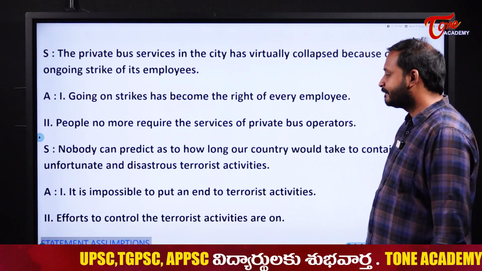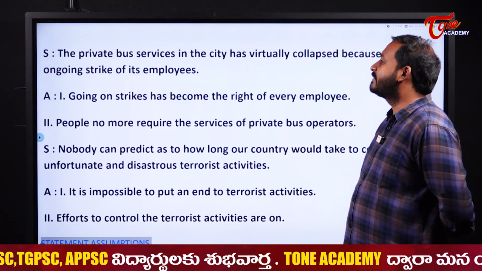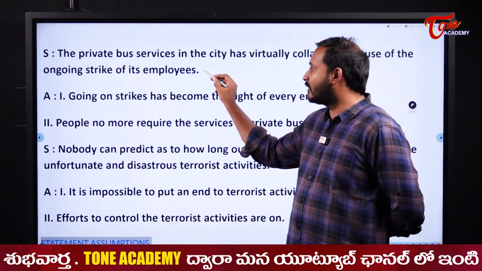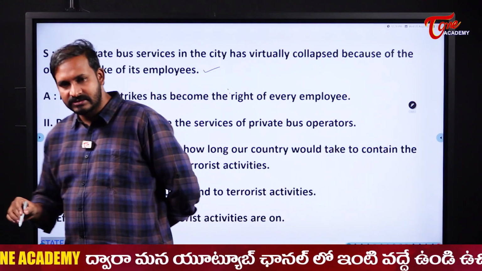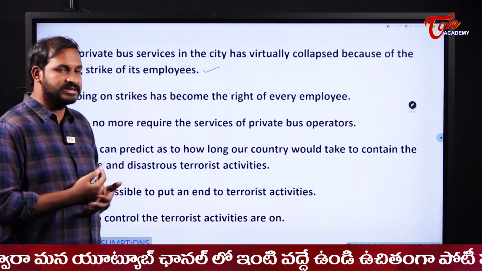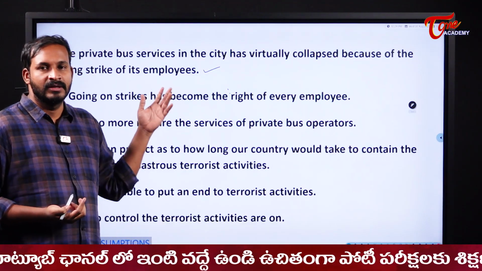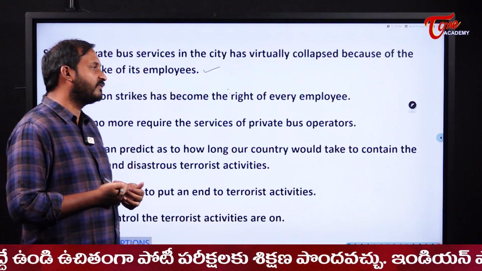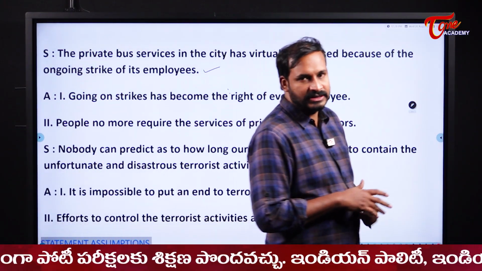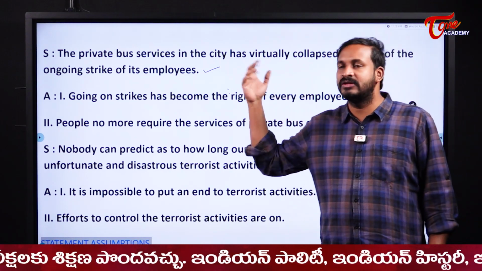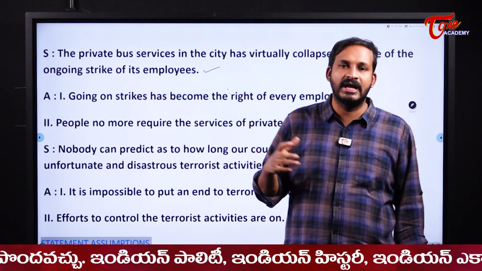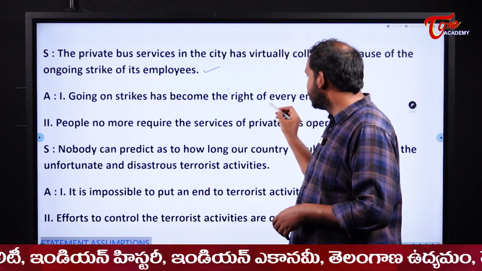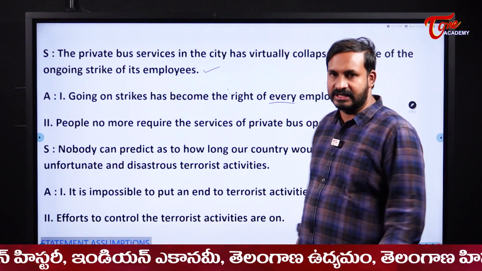See the next one. Right. The private bus services in the city has virtually collapsed because of the ongoing strike of its employees. Now see here students, private bus services was halted because of ongoing employee strikes. Now first, going on strike has become the right of every employee. See students, according to the statement, they don't mention about every employee. They told very clearly only the bus one, it is implicit. Like that I can cancel it.